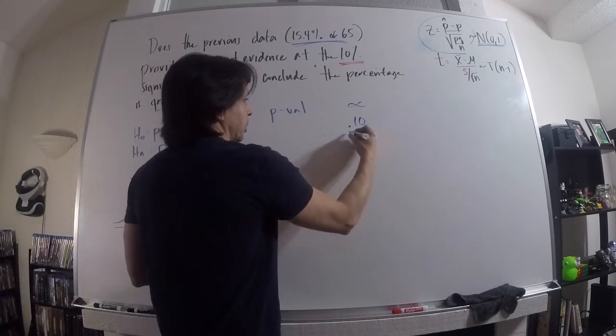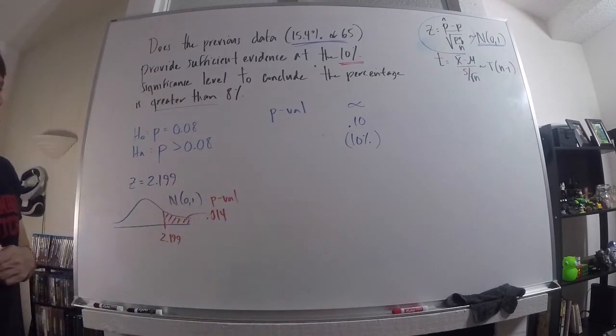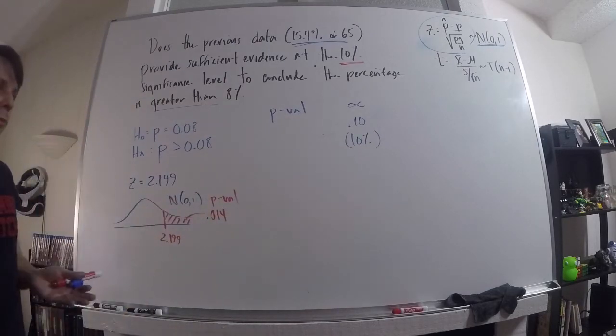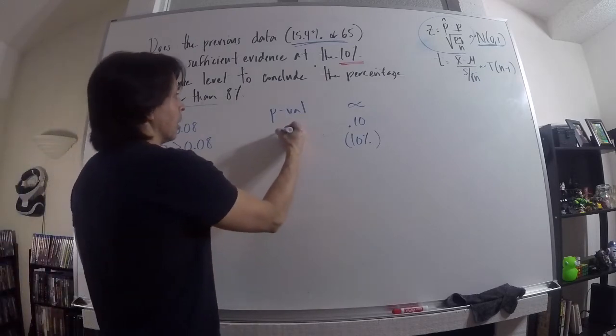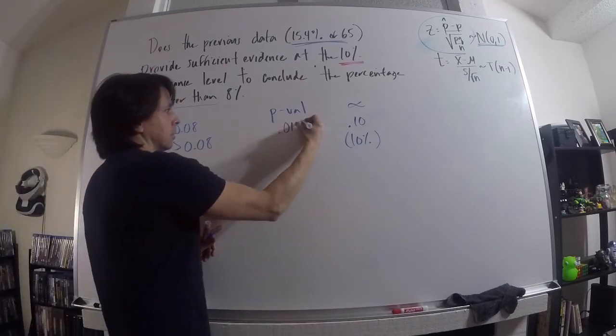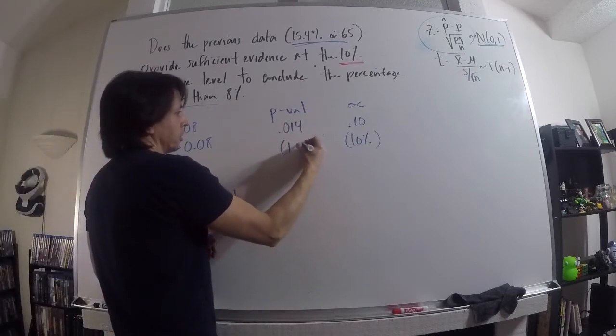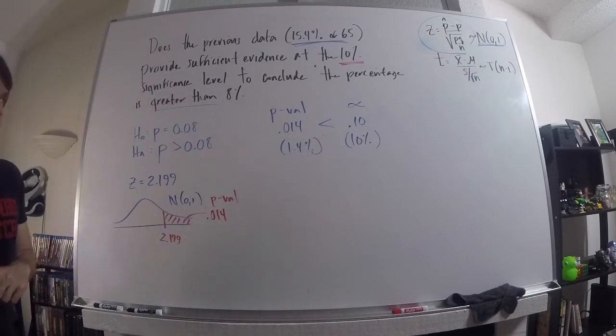You don't have to write the percent. I'm writing it mainly so people that aren't really good at looking at a decimal and interpreting it immediately in their head as a percent can follow. Let me write it out for you, but you kind of got to develop that, hopefully. The p-value was 0.014, and that's 1.4%. And that is definitely less than that new significance level.